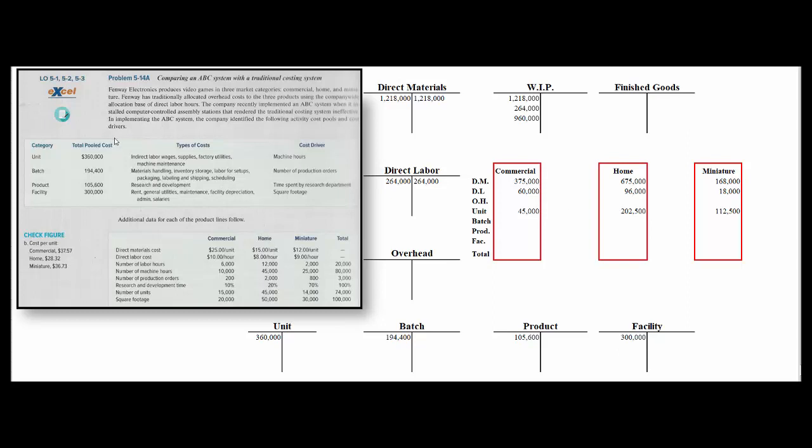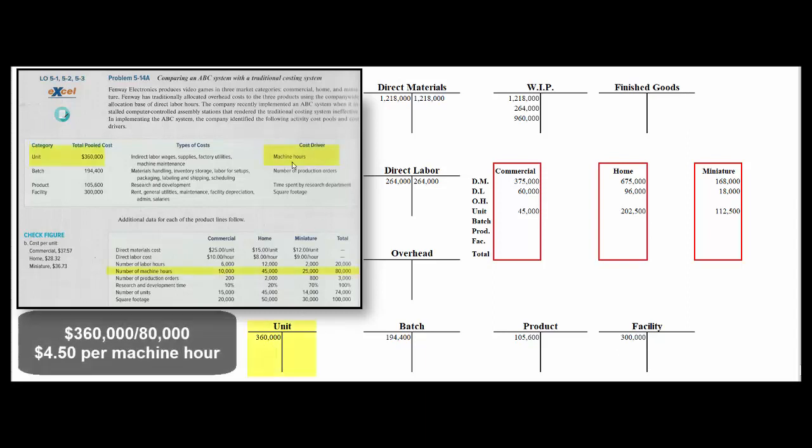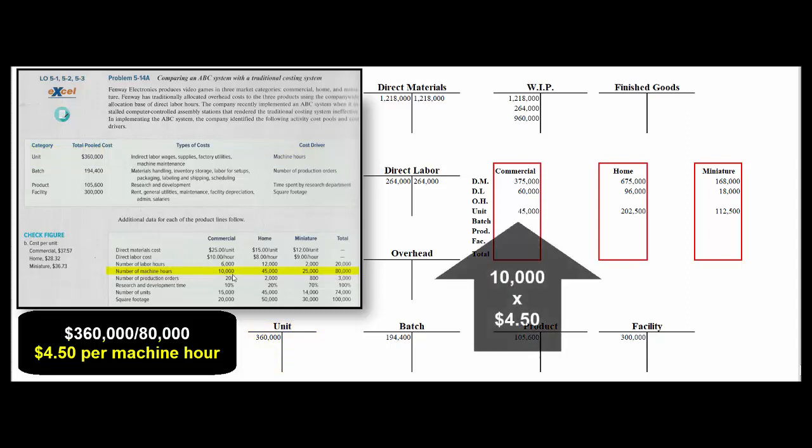Okay, let's allocate the unit level costs and plug them into these three job order cost sheets we have here. The unit costs are 360,000. They get allocated on the basis of machine hours. Since the total is 360,000 and the total machine hours is 80,000, that means that our rule is $4.50. So $4.50 of overhead for every hour of machine time. The commercial unit has 10,000. 10,000 times that $4.50 is 45,000.